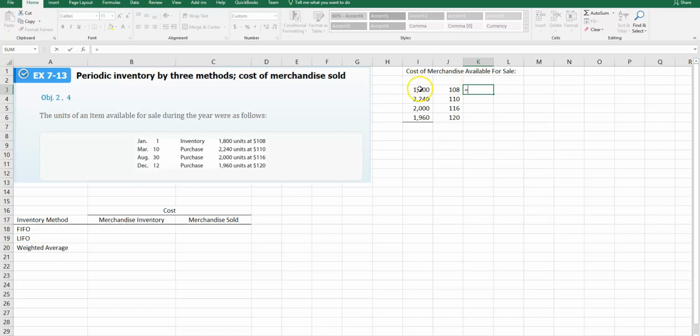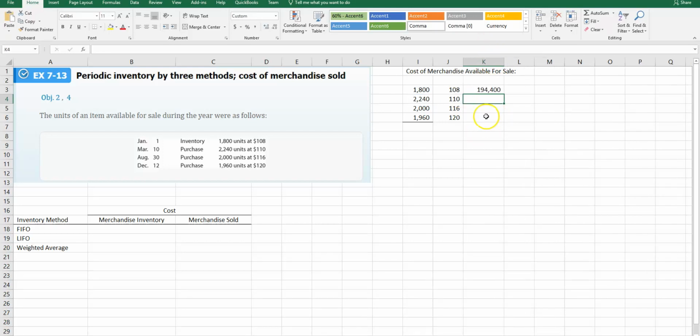So I need to know, if I had 1,800 and each of those cost $108 a piece, that layer of inventory cost $194,400. And I'm just going to drag that formula down, and we can see how much each one of these cost. Now the other thing I'm going to do is total up how many we have. We have 8,000 of whatever this is we're selling. The total cost of whatever it is we're selling is $908,000. So we have 8,000 units with a cost of $908,000. This is the cost of our merchandise available for sale.